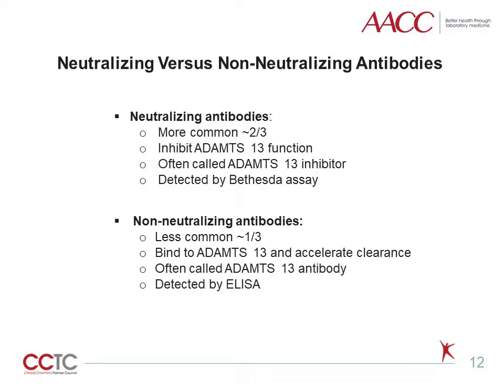inhibit ADAMTS13 function and are often called ADAMTS13 inhibitor and detected by the Bethesda assay. The non-neutralizing antibodies are less common, 1/3 of cases. They bind to ADAMTS13 and accelerate clearance and are often called ADAMTS13 antibody and detected by ELISA.